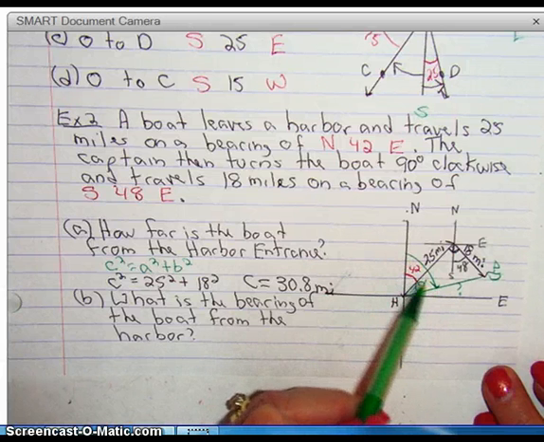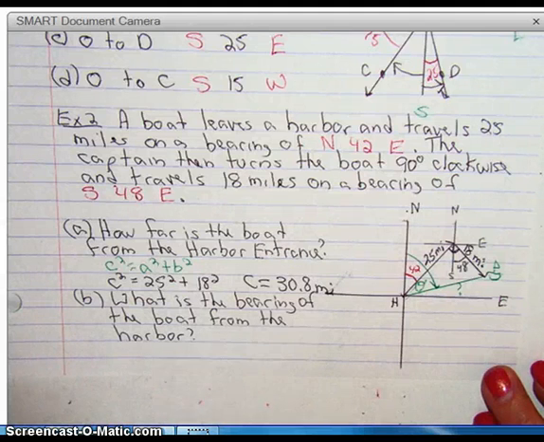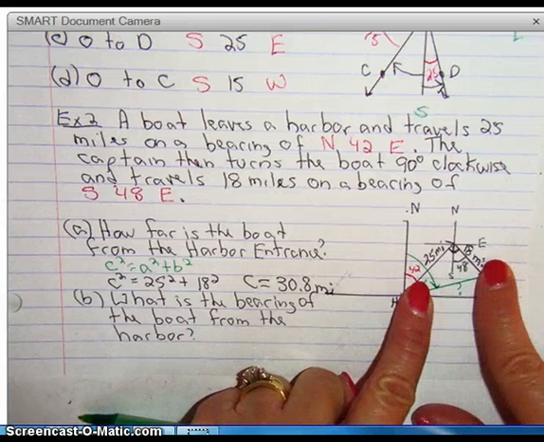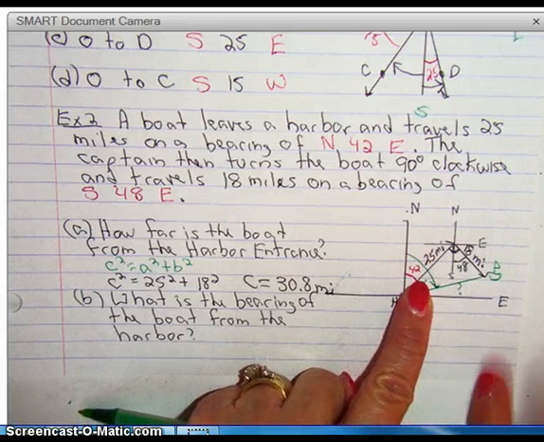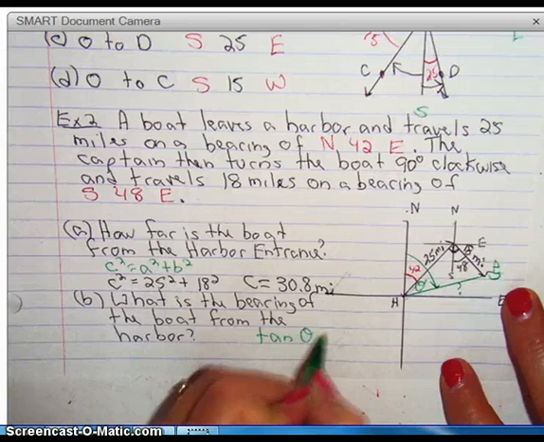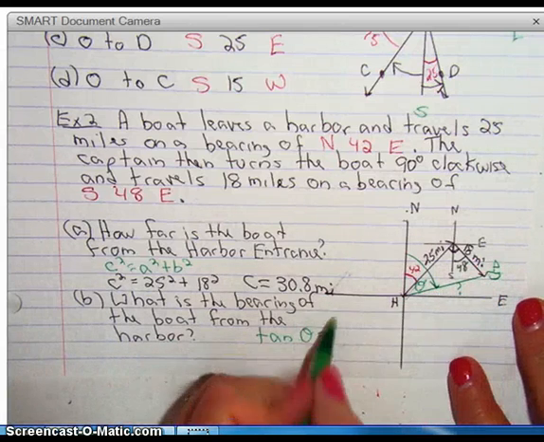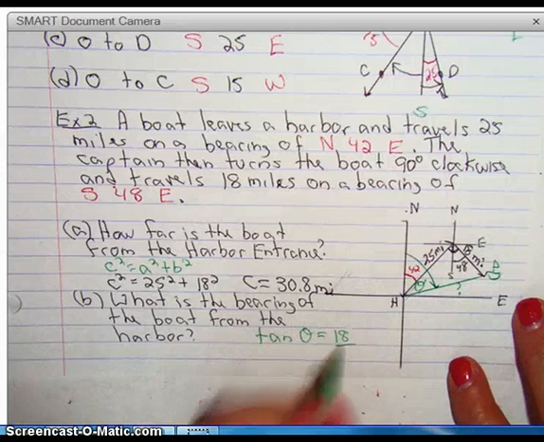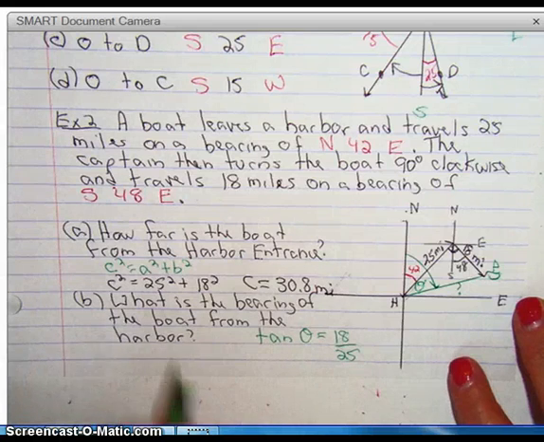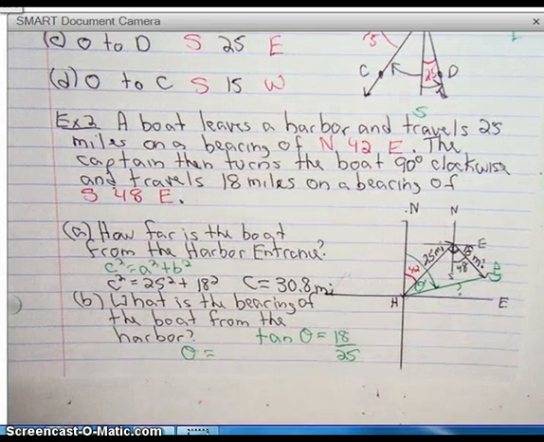42. So we're going to find theta right here because we have enough information to find theta. If I put my finger on theta for this right triangle, I know opposite and I know adjacent. So what do you guys want to use? Yes. So tan theta equals opposite 18 over adjacent 25. Okay? And then what button do you use on your calculator? Inverse tangent.